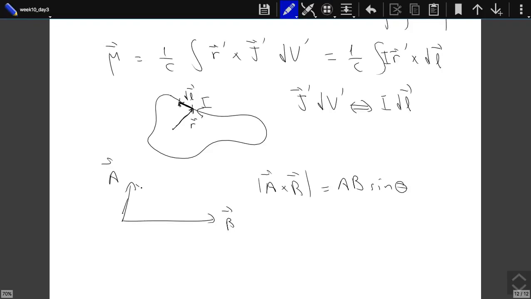Let me consider this triangle. This height of the triangle is nothing but A sine theta. Remember, this is theta. So this is just twice 1 over 2 A sine theta times B. But 1 over 2 A sine theta times B is nothing but that area over there. Twice the area of the triangle.